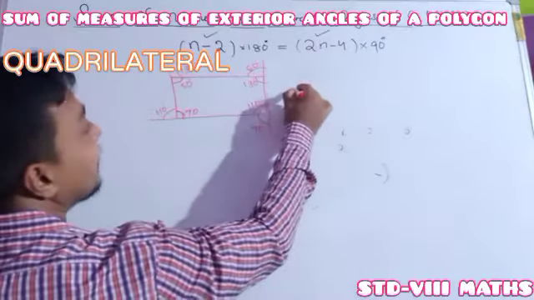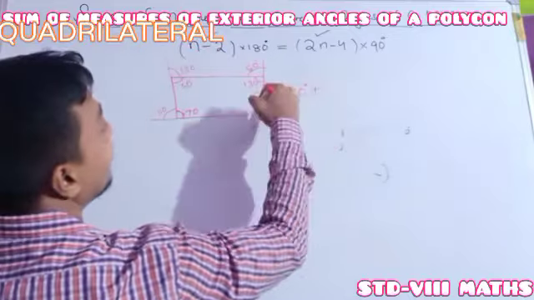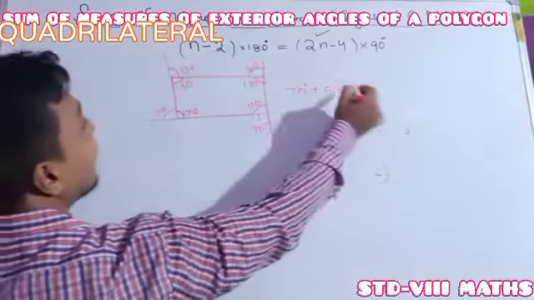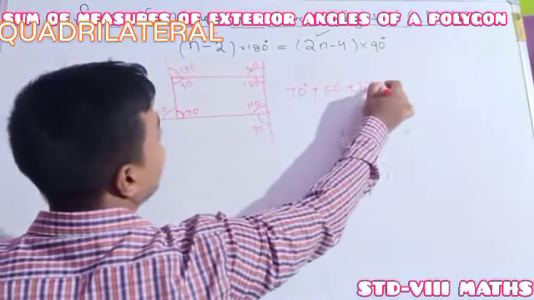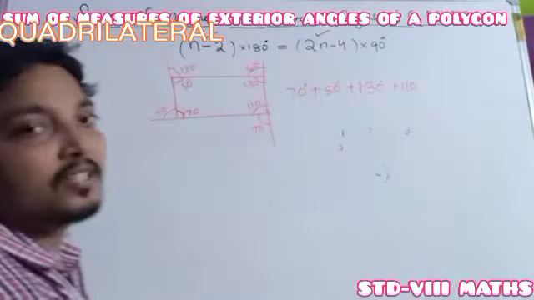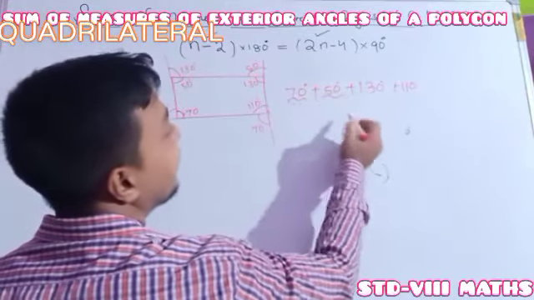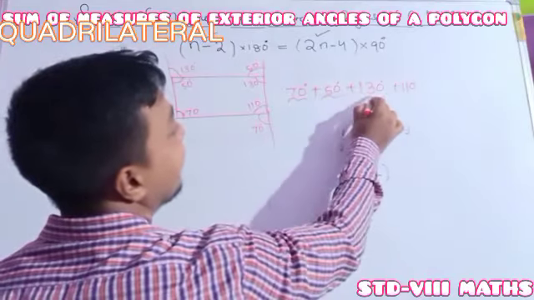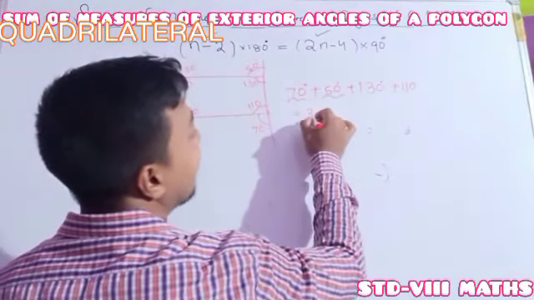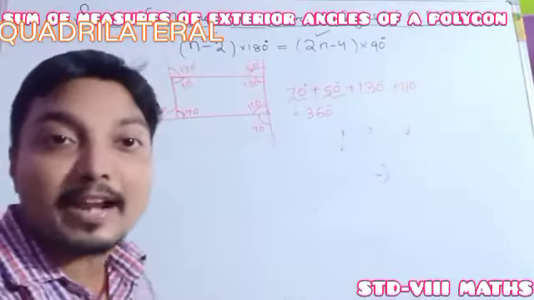70 degrees plus 50 degrees plus 130 degrees plus 110 degrees. So together I am getting 70 plus 50 is 120, 120 plus 130 is 250, 250 plus 110 is 360. We are getting surprised.